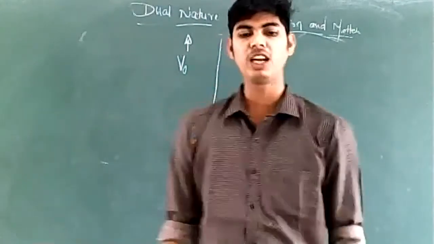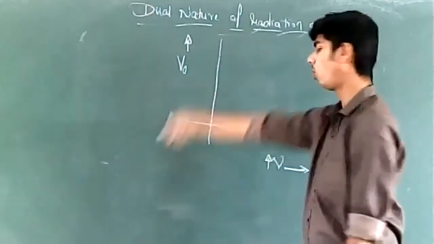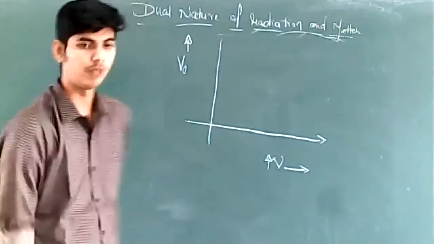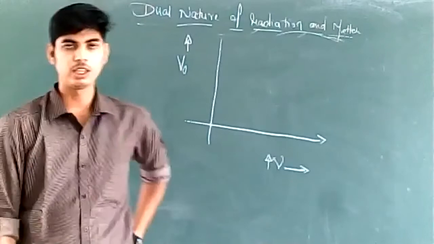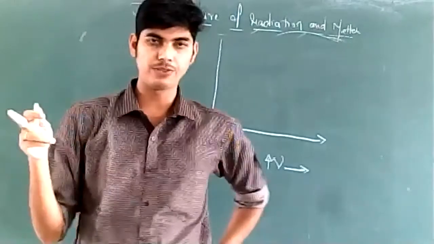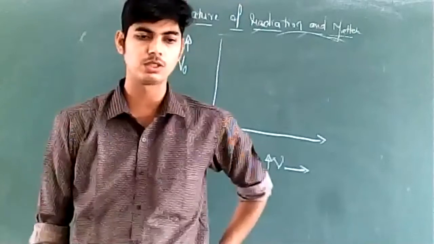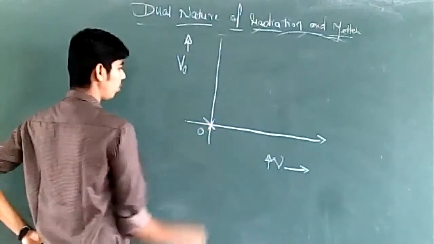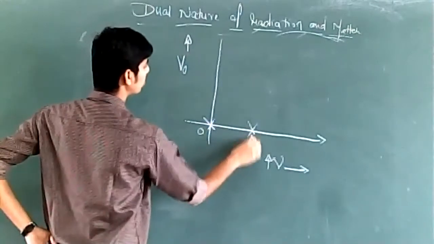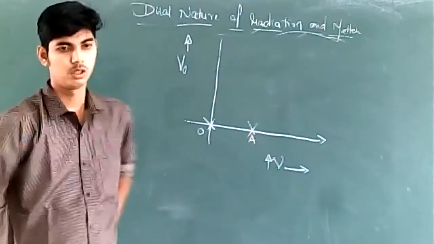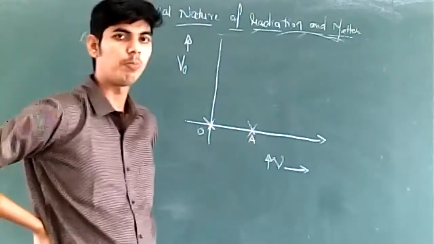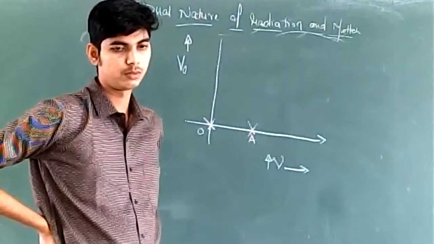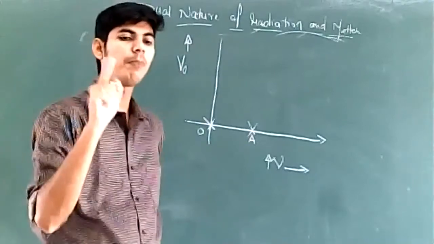Then, what should be the nature of the graph between these two? As frequency of incident light increases, stopping potential also increases. So it is a straight line. Straight line is right. But should that straight line pass through the origin, or should it pass through point A?